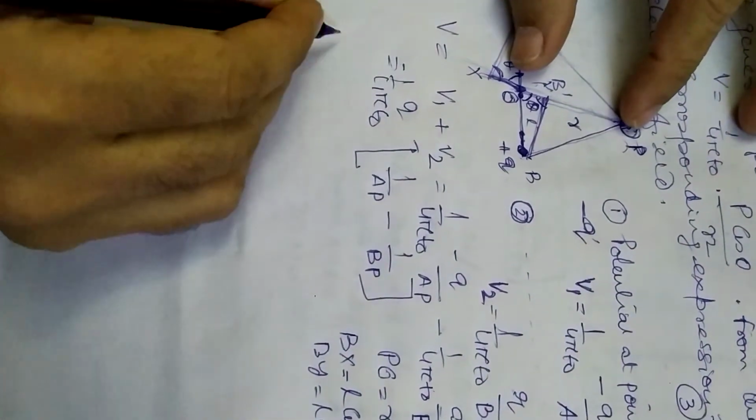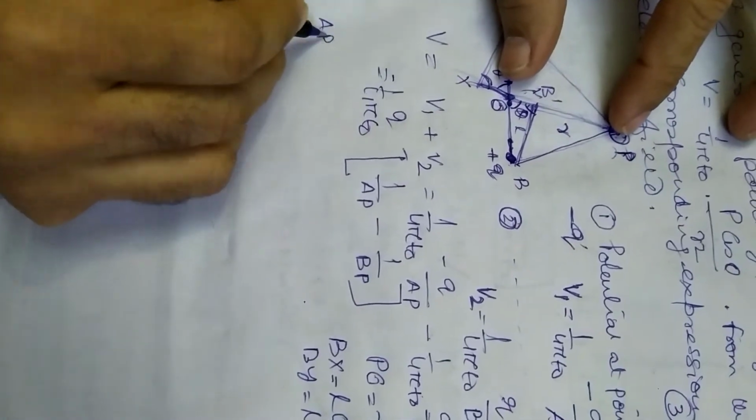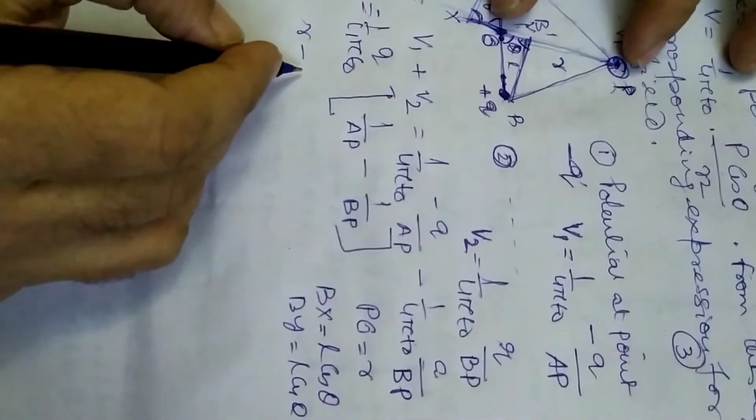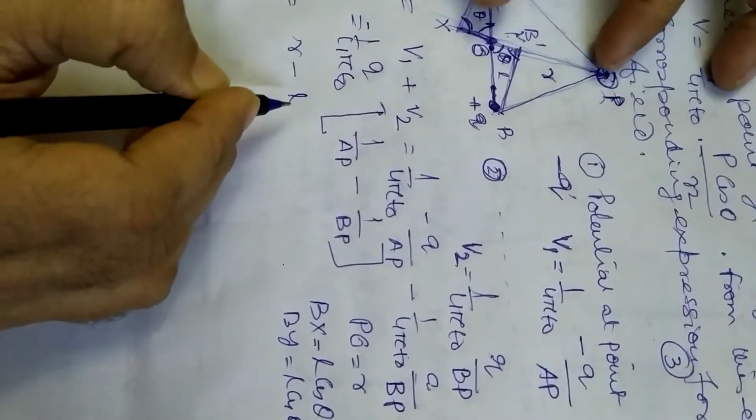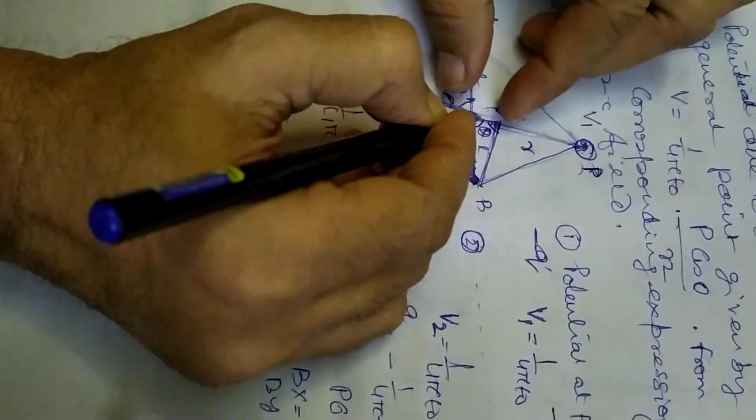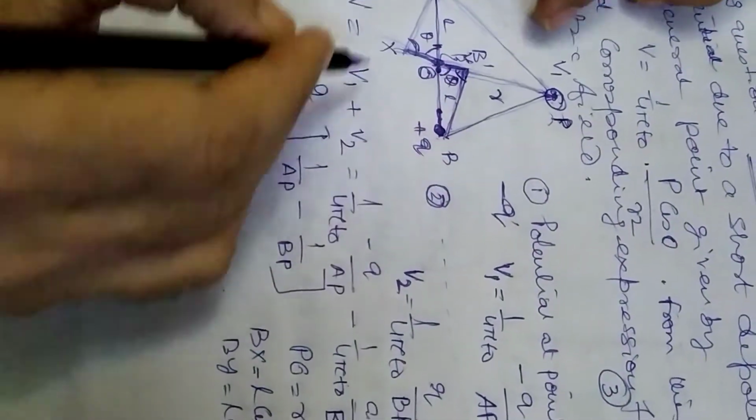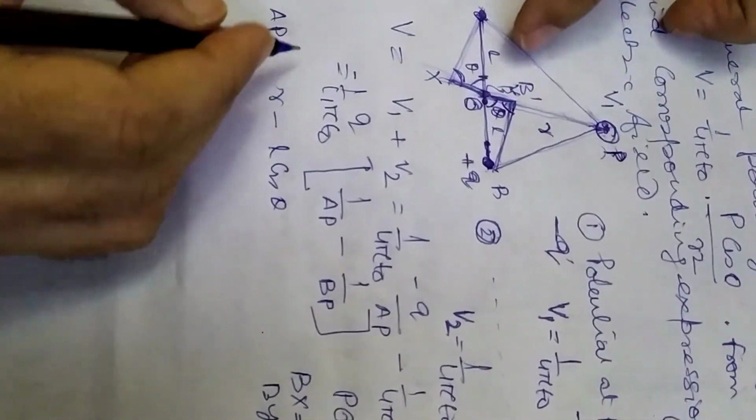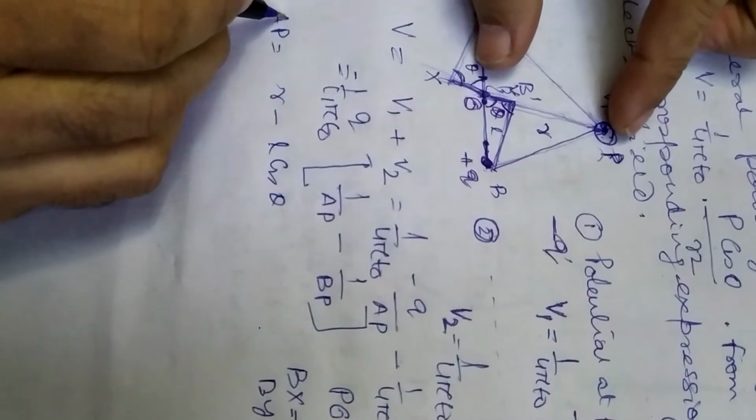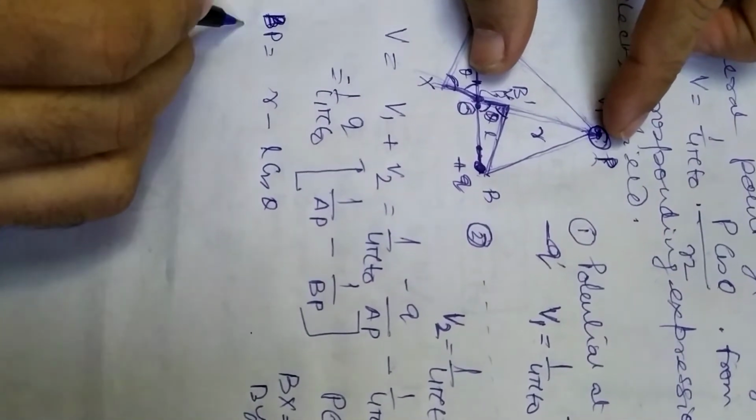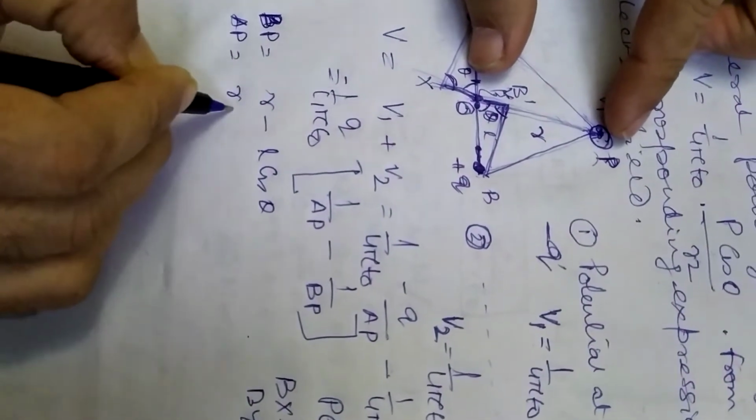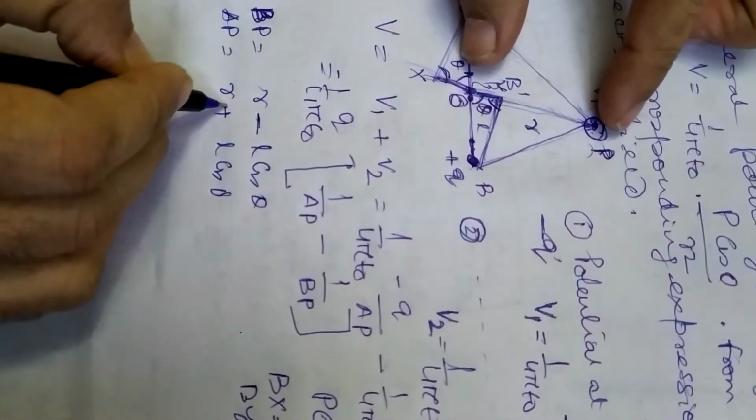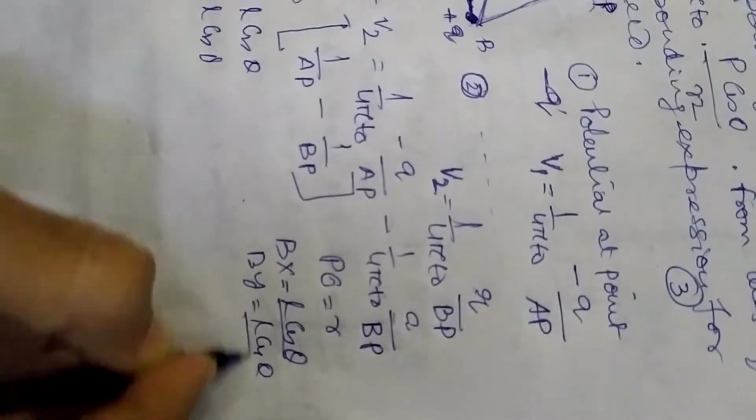So in order to get AP, we will be deducting from R what? L cos theta. So we will be getting this one, because R is this much and L cos theta is this much, correct? So we will be writing R minus L cos theta, and this we will be getting for BP, not AP. And for AP we will be getting R plus L cos theta. Okay, this will be minus and this is plus.